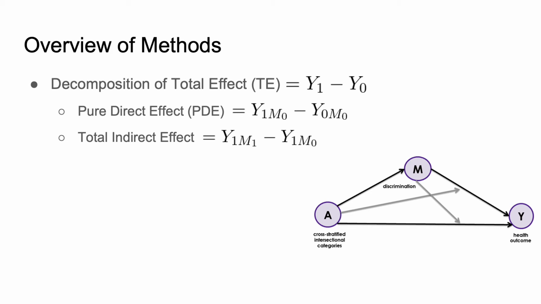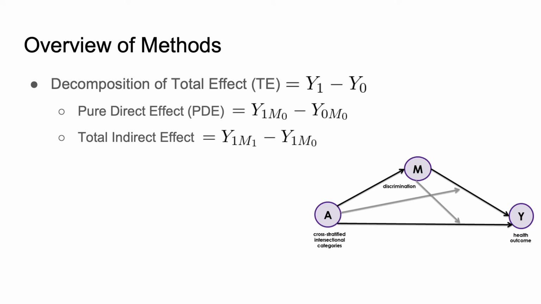So here, Y1 is referring to the health outcome of an individual in group 1, and Y0 is referring to the health outcome of an individual in group 0. We can also write these terms Y1M0, Y0M0, Y1M1, and Y0M1. The M1 or M0 corresponds to the level of discrimination an individual in group 1 or 0 experiences respectively. And Y1 or 0 with the M in the subscript refers to the health outcome of an individual in group 1 or 0 if they had experienced the level of discrimination M0 or M1.